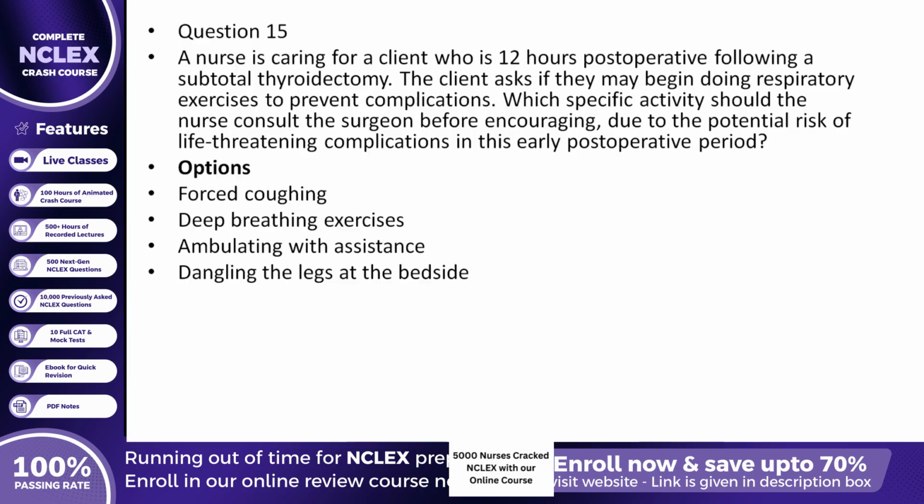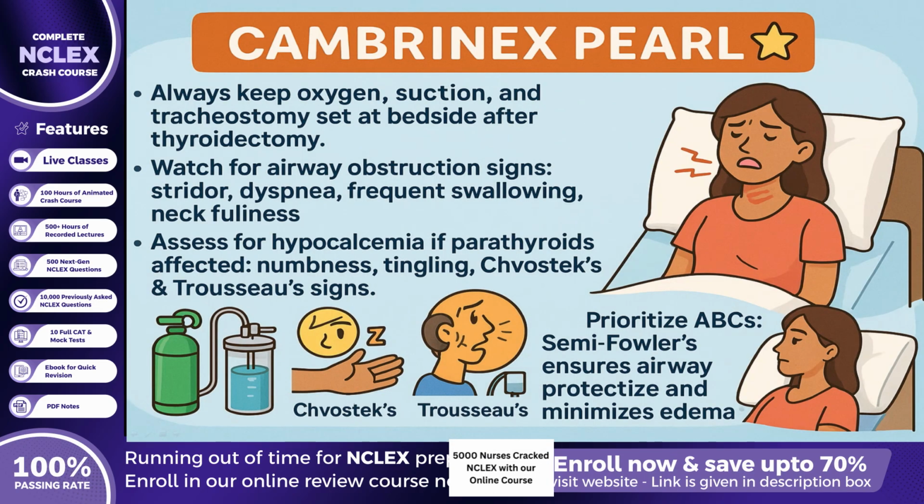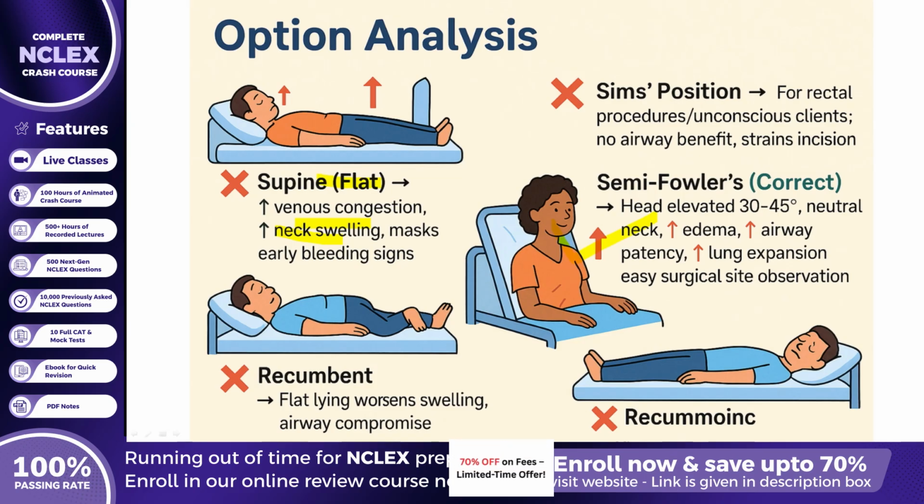Now, let us carefully analyze why the other options are incorrect. Option 1, supine, is unsafe because lying flat increases venous pressure in the neck, promotes swelling, and makes airway obstruction more likely. Option 2, Sims, is a side-lying position most useful for unconscious patients or procedures like enemas, but it does not relieve neck edema or allow proper surgical site monitoring. Option 4, recumbent, which usually implies lying flat in bed, is very similar to supine and provides no airway protection, while also obscuring early signs of bleeding or hematoma formation.